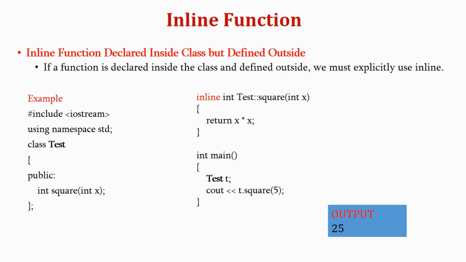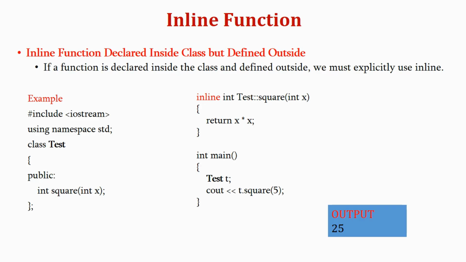Why are we using the scope resolution operator? Because we are defining the function outside of the class, the function square belongs to the class named Test. Then the parameter is an integer. The logic is the square of the number, and the final result is returned. Now the definition is closed here.